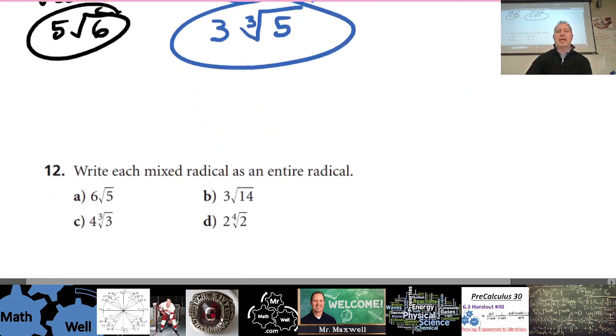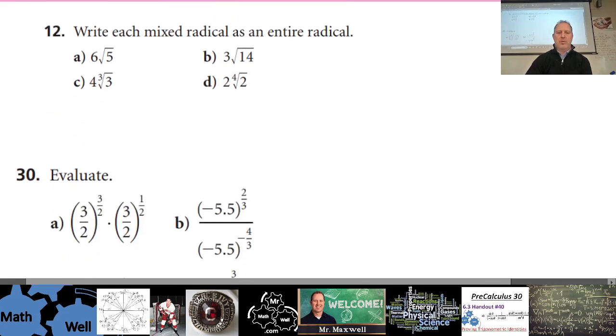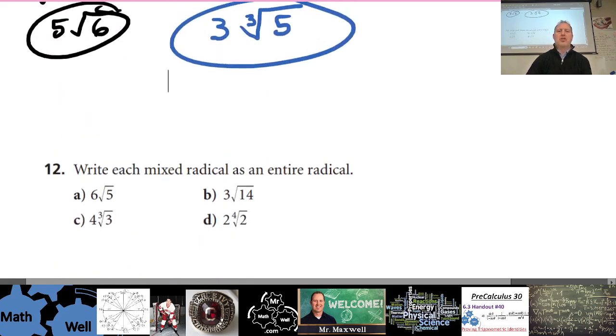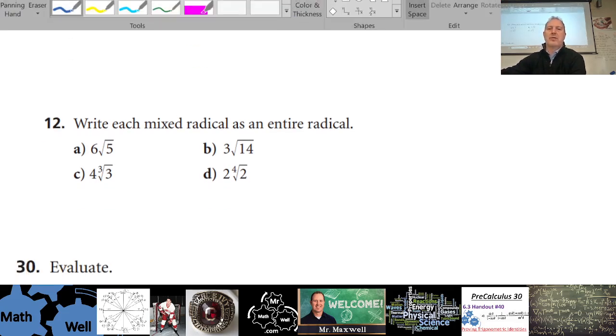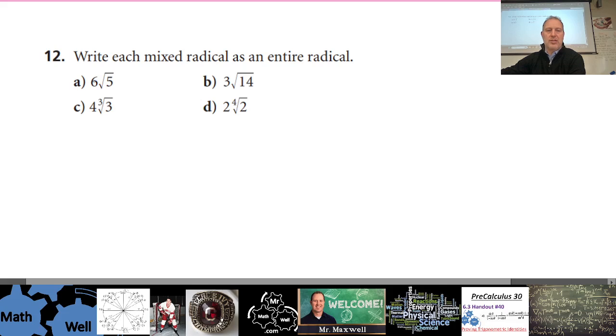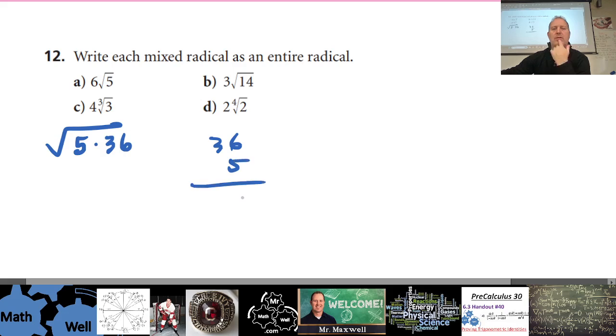We're running out of time in this class, so I'll just do maybe one more. Write each mixed radical as an entire radical. So again, with this one, in order to get into a square root club, the number has to get squared. So this 6 to get inside here has to be squared, the 5 I'll leave there. The 6 has to be now a 36. You see that? So what's 5 times 36? You could do this by hand if you want. That's 180. So this is root 180.